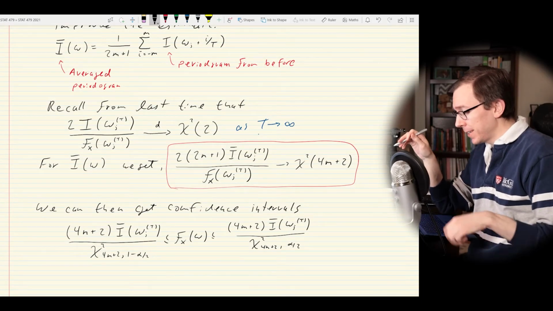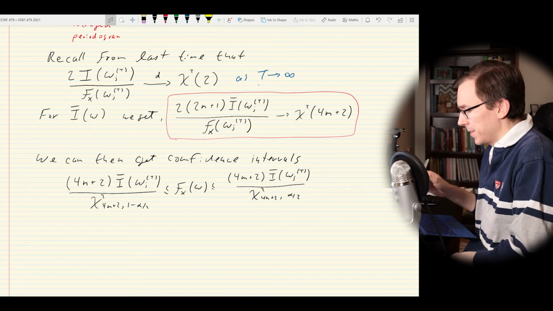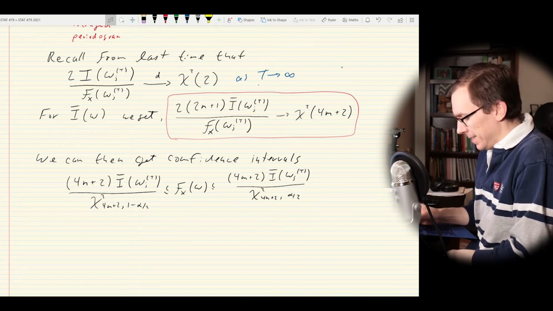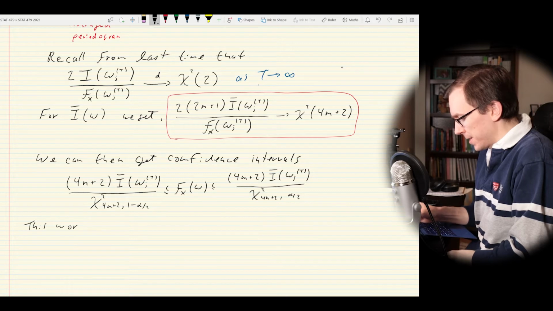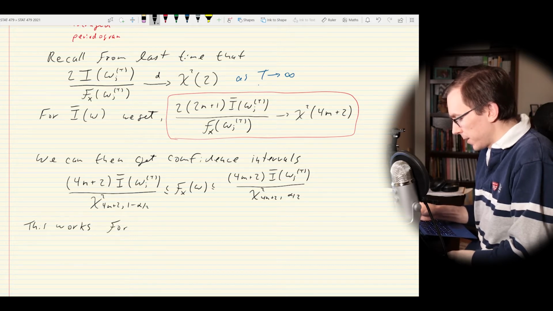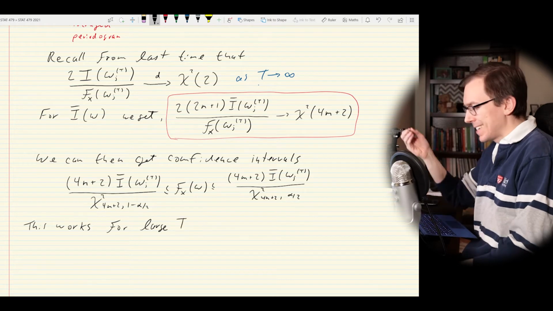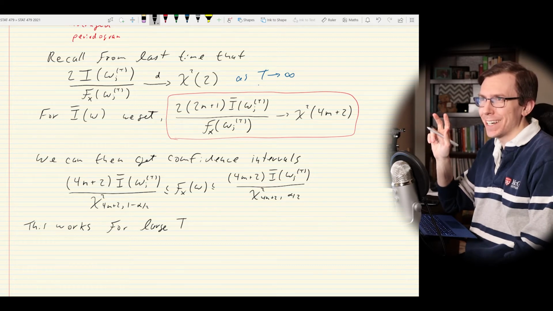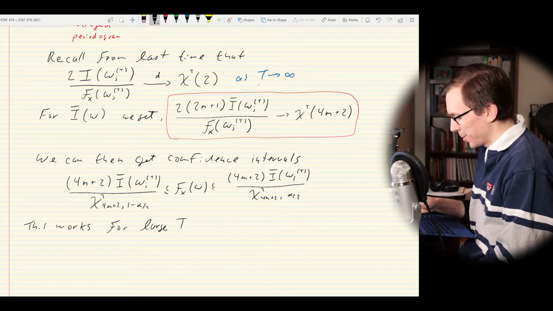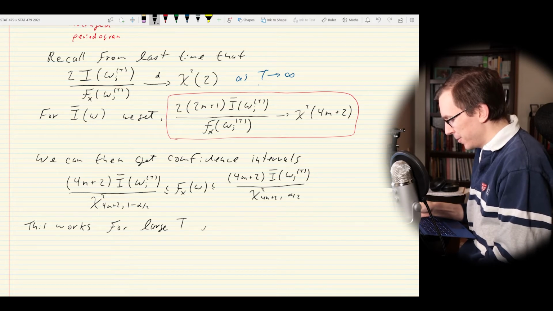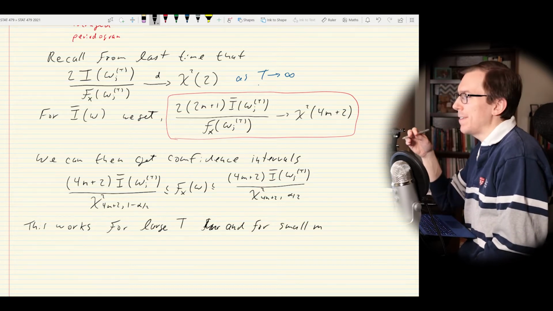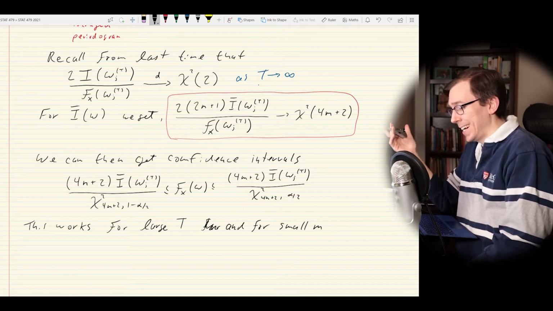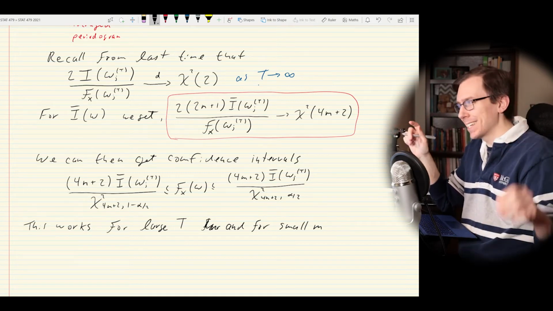All right, so it's worth noting that this works for large t, right? Because it's an asymptotic result as t goes to infinity. So if t is large enough to be asymptotic, then okay, we can believe this works. But also for large t and for small m, we can't have m be too big or it's going to mess up the asymptotics of this whole thing.